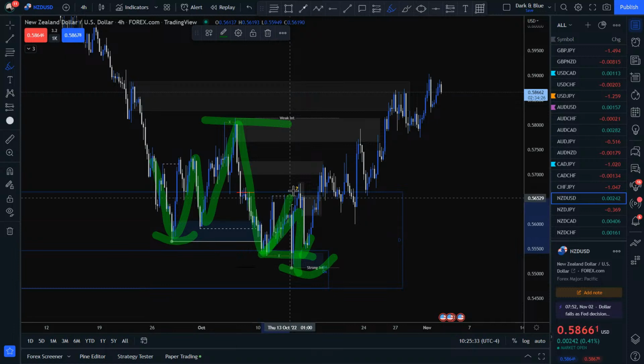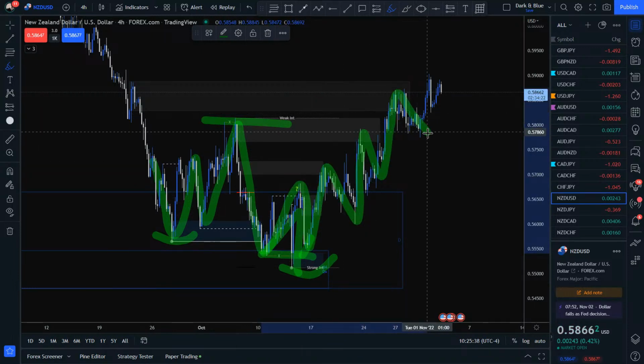But look at price on the 4 hour. Higher highs, higher lows, higher highs, higher lows, higher highs, higher lows. This is the 4 hour bullish uptrend. And remember why? It turned bullish.